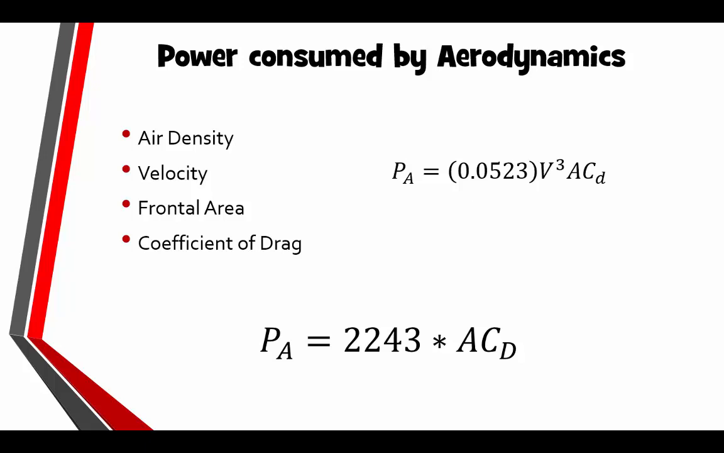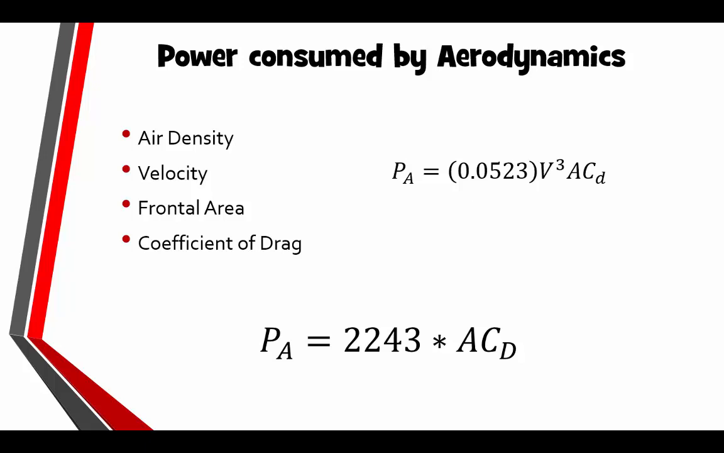So we know our velocity is 35 miles an hour. We're going to make that a constant. But we don't know anything about the frontal area or the coefficient of drag. Those are going to be the variables. We're also going to assume air density is a constant, because we know it's July. So we can reduce this formula a little bit. We put in 35 miles an hour, cube it, multiply it by 0.0523, and that gives us power equals 2,243 times our drag area. That reduces this formula to one variable.